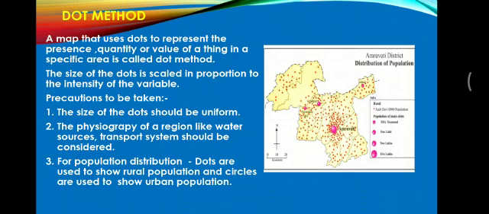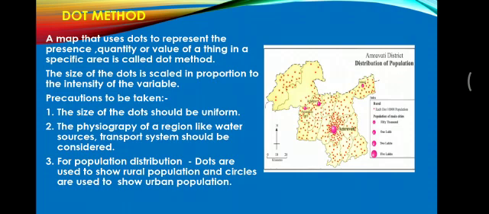Dot method. A map that uses dots to represent the presence, quantity, or value of a thing in a specific area is called dot method. In dot method, the size of the dots is scaled in proportion to the intensity of the variable. The lowest and the highest values of a given variable in a region are taken into consideration. Accordingly, the number of dots are determined. We should consider the size of the dots, density of variable, and the scale of the map.